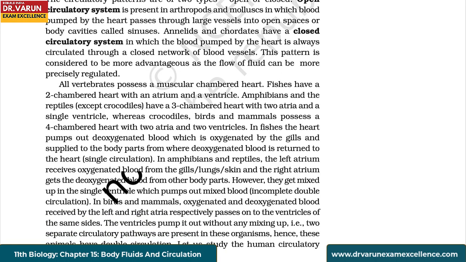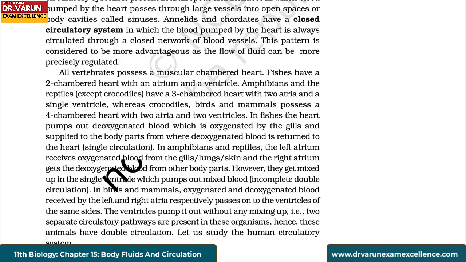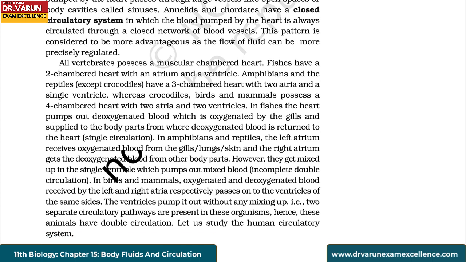All vertebrates possess a muscular chambered heart. Fishes have a two-chambered heart with an atrium and a ventricle. Amphibians and the reptiles, except crocodiles, have a three-chambered heart with two atria and a single ventricle, whereas crocodiles, birds, and mammals possess a four-chambered heart with two atria and two ventricles. In fishes, the heart pumps out deoxygenated blood, which is oxygenated by the gills and supplied to the body parts, from where deoxygenated blood is returned to the heart, single circulation.